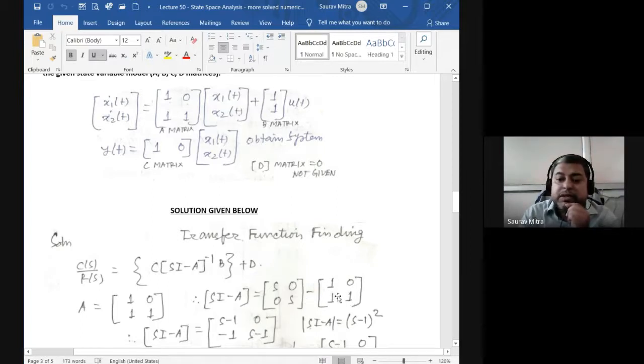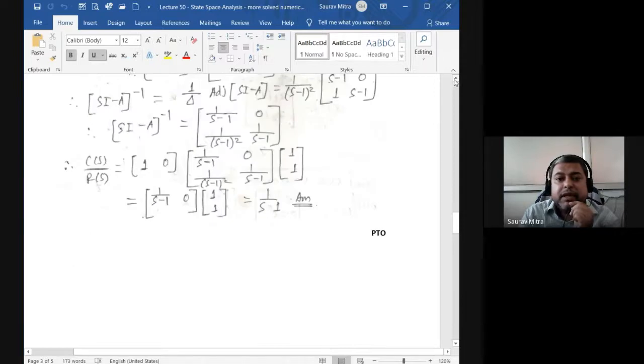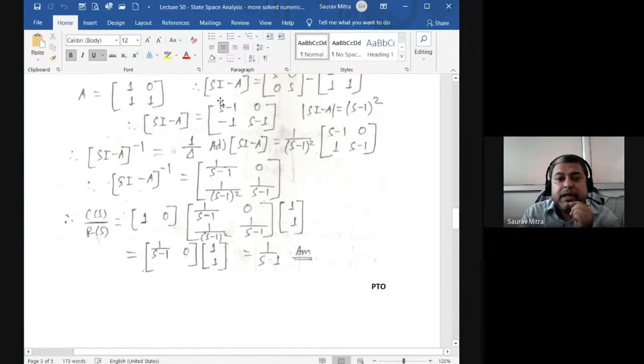So A is always a square matrix. So it's a two-dimensional system. This is a second order system. So SI minus A you have found as S minus 1, 0, minus 1, and S minus 1.